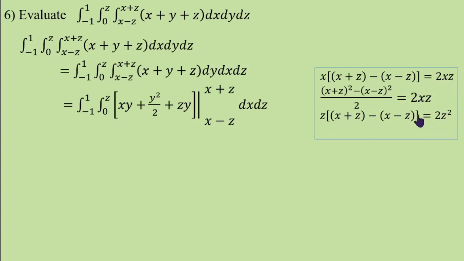2xz plus 2xz is 4xz, plus 2z square, that is integrated with respect to x. 4xz, sum of these two, and plus 2z square. Now integrate with respect to x. 4z is constant. Integral of x with respect to x is x square by 2. 2z square is constant. With respect to x, when you integrate, treat z as constant. Therefore, 2z square into x.